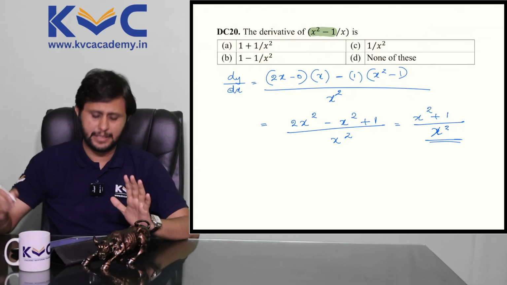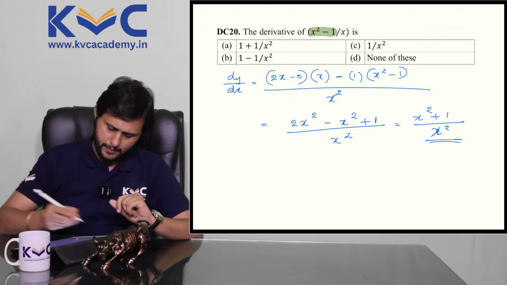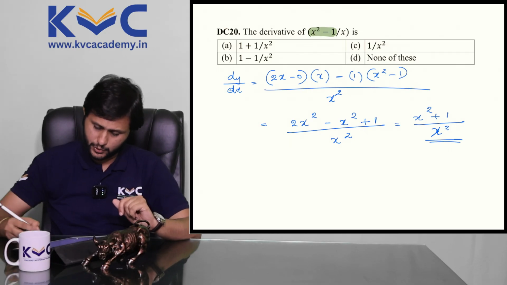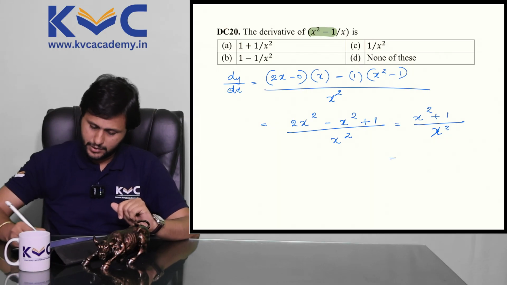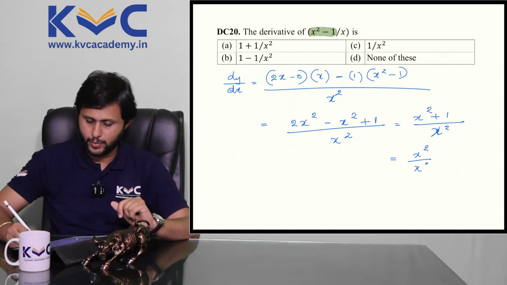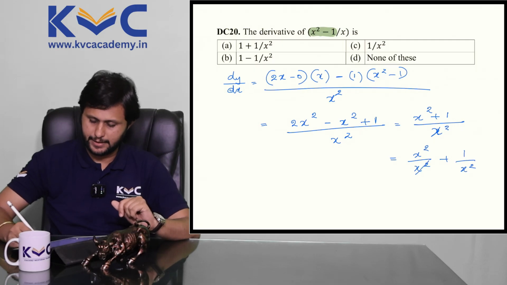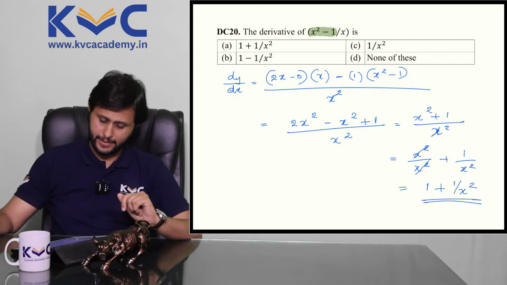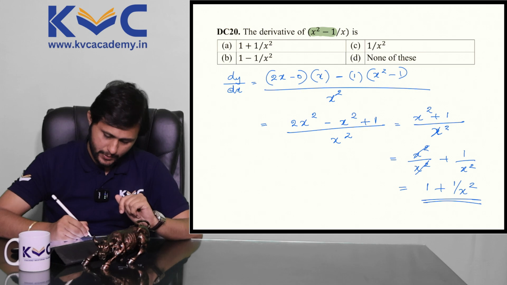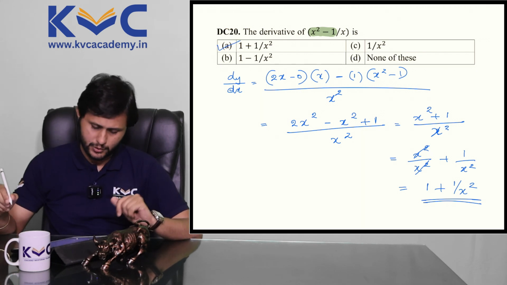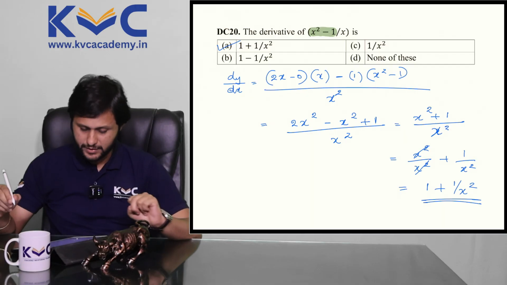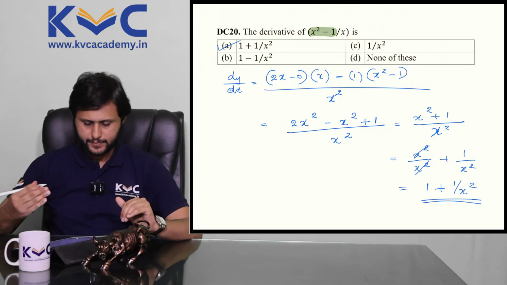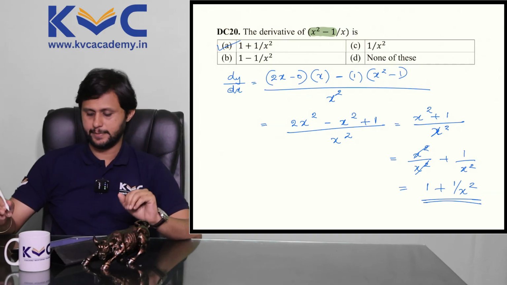Even in the options I have written it that way only, 1 plus 1 by x square. Now the options, it is not wrong. Actually we can simplify this. x square divided by x square plus 1 by x square cancels. We get 1 plus 1 by x square. So that is fine over here in options. 1 plus 1 by x square is the right answer. So only in the question that bracket was missing. If it was there, it would have been perfect. I hope it's clear. First step is the quotient rule, and after that it is simplification.